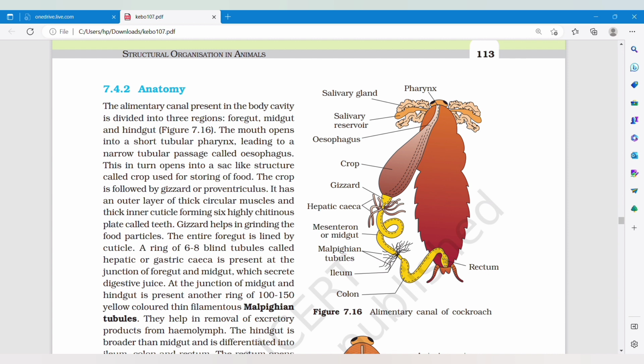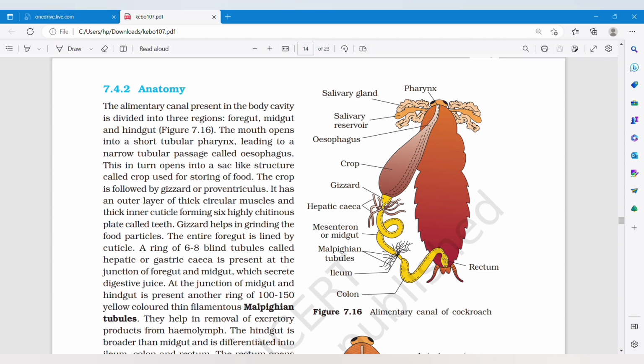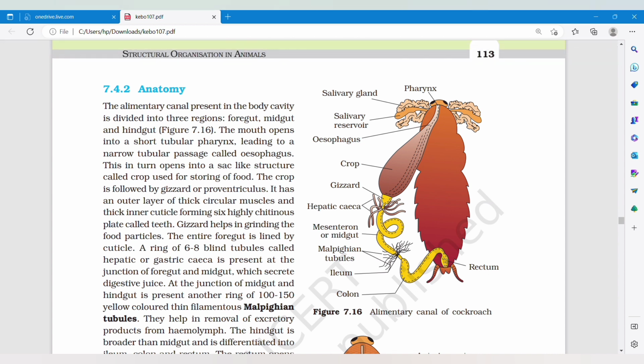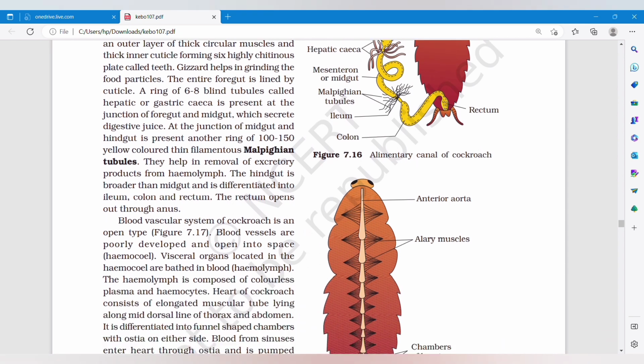The entire foregut is lined by cuticle. A ring of 6 to 8 blind tubes called hepatic or gastric caeca is present at the junction of foregut and midgut, which secrete digestive juice. At the junction of midgut and hindgut is present another ring of 100 to 150 yellow-colored, thin filamentous Malpighian tubules. They help in removal of excretory products from hemolymph. The hindgut is broader than the midgut and is differentiated into ileum, colon, and rectum.